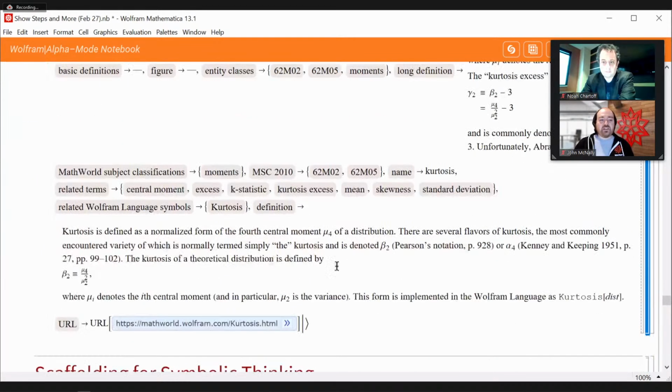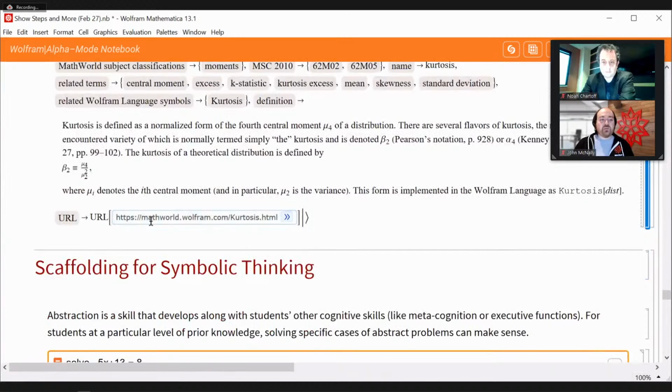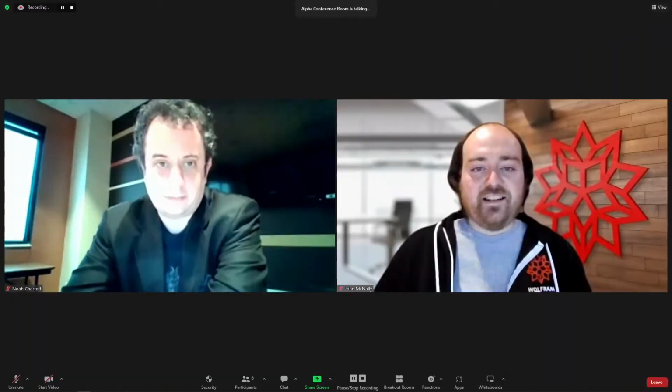So I see that there's definitions, but then there's also this really cool URL. So I'm not sure if this will continue to show. Can you see MathWorld now on your screens? No, you're going to have to share that separately. So that popped up in my browser window. Just a second.